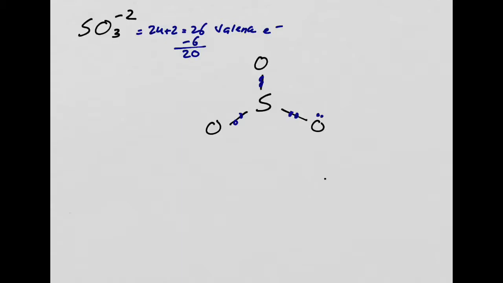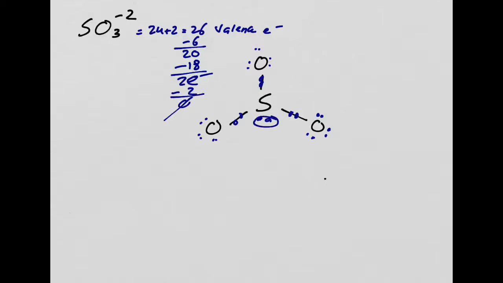Again, just like before, each oxygen has 2. It needs 6 more to have 8. So I added 6 to each oxygen. Now this one has 8, this one has 8, this one has 8. They are beautifully happy. So I've added 18, which means I have 2 electrons left. Those 2 electrons can be put on the center atom, and then I have no more.